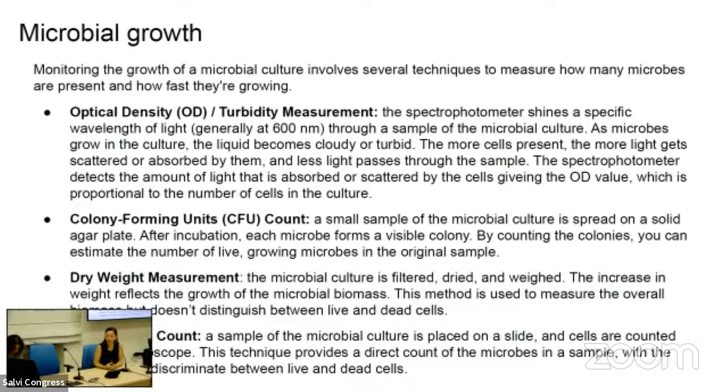Another semi-quantitative method is the microscopic count. For example, you take 10 microliters of your sample, put it on a glass slide under the microscope, and you can estimate the total amount of cells by counting the cells that are present in those 10 microliters.